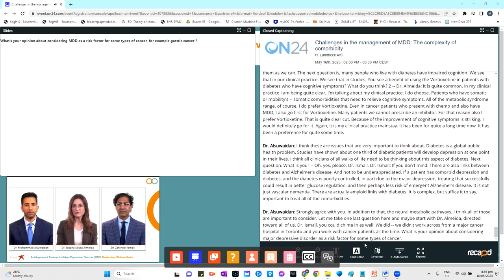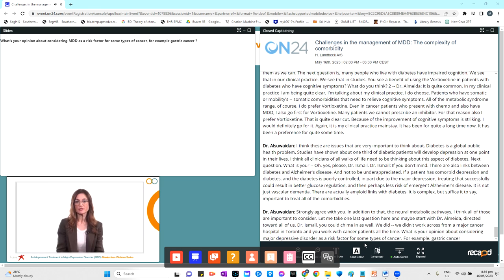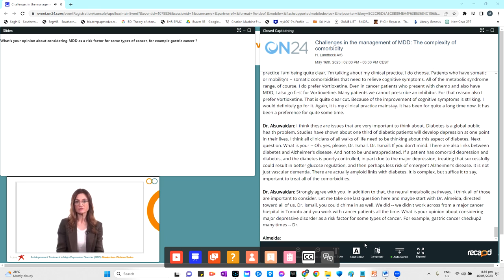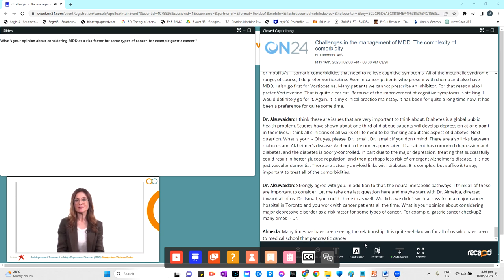For many times, we've been seeing the epidemiological relationship. I mean, it's quite well known for all of us that have been in medical school that, for example, pancreatic cancer could present first with depression, before even the generalized symptoms of low weight and so forth. So I would say that it's quite common.